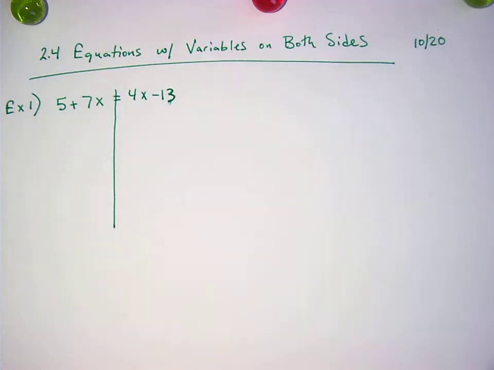All right, so the goal of this is to get the variables on one side and the numbers on the other. So it doesn't matter which side you get the variables on, which side the x's go on, and which side the regular numbers go on. You can pick whichever side you want. But mathematicians are lazy, which means they pick the easiest way. Okay? So let's pick the easiest way.